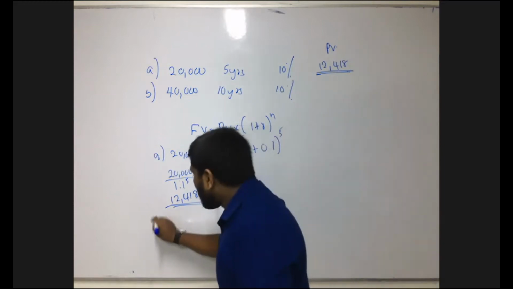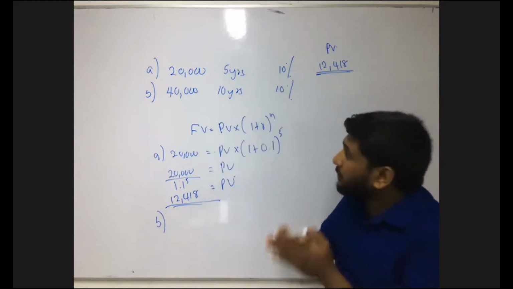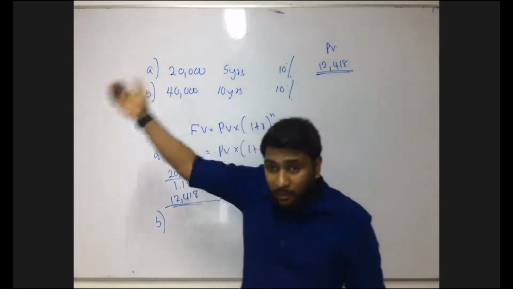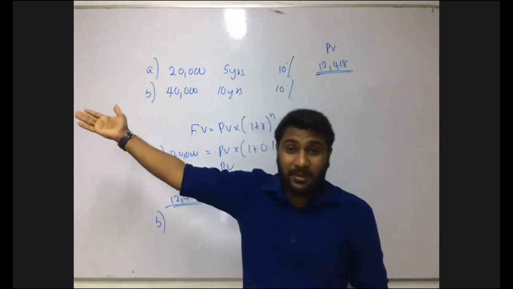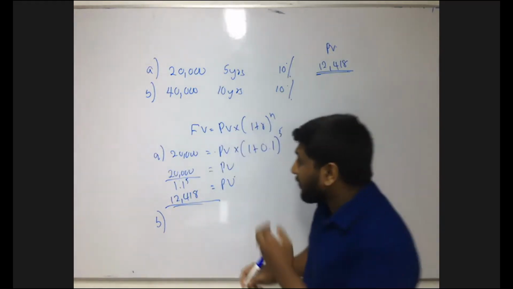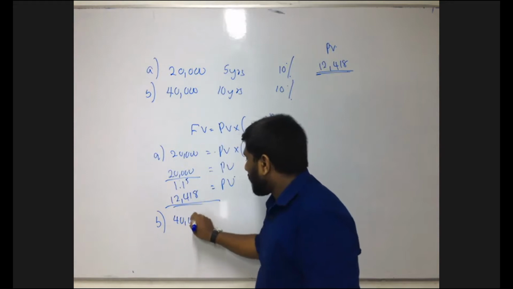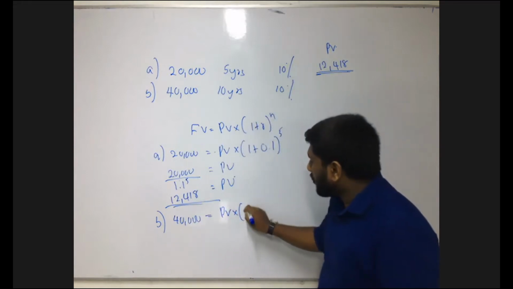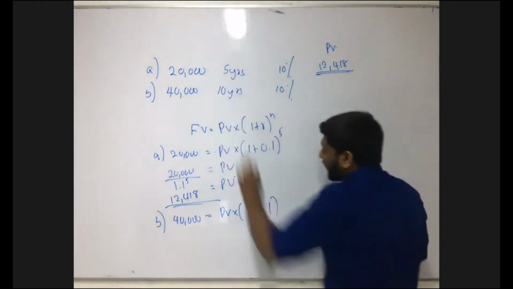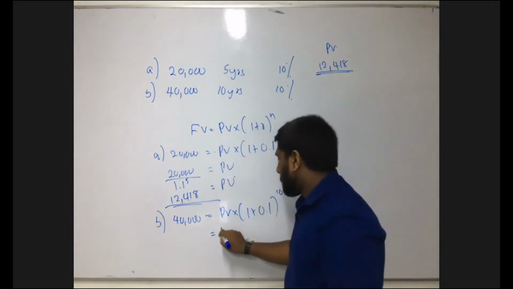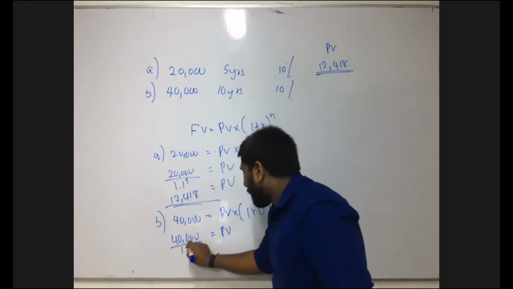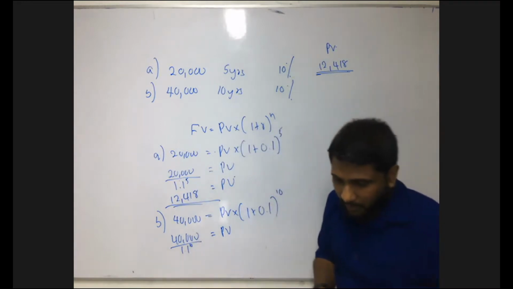If you select option B, in today's value terms, how much is the value of this cash flow? Yes, true, you will get 40,000. But in another 10 years' time, in today's terms, it might not be worth that much. We have to find how much it is worth. 40,000 equals present value into 1 plus r, which is 0.1, after 10 years. Then the present value is 40,000 divided by 1.1 to the power 10.